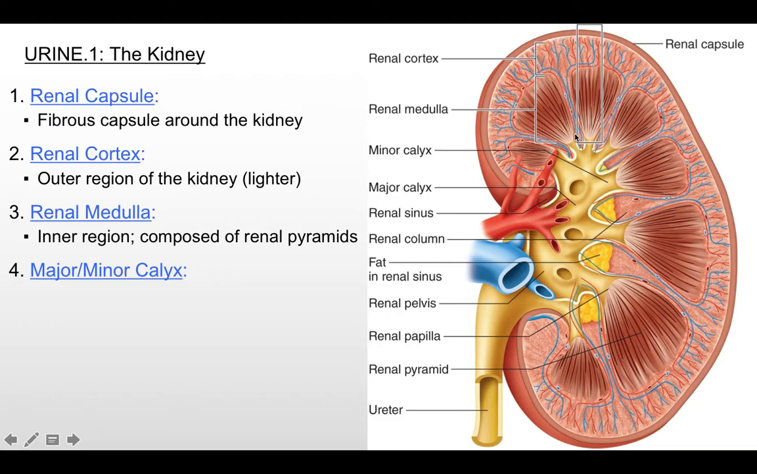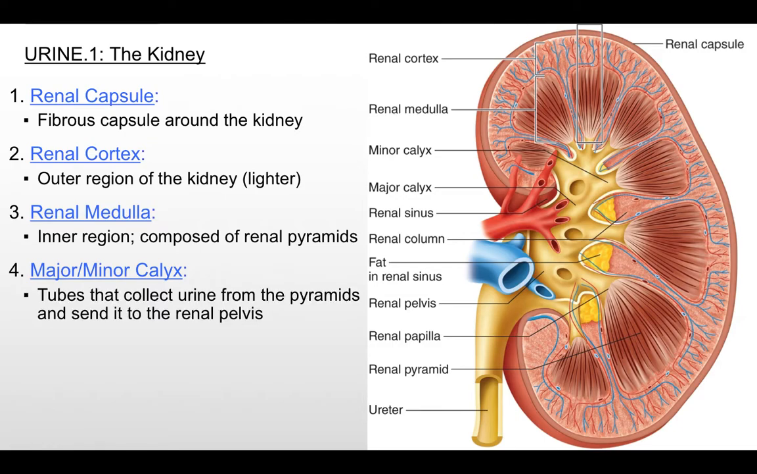Leading from these kidneys and heading down into the ureter are structures called calyces. You have big ones called the major calyx and small ones called the minor calyx. But ultimately, these tubes are collecting the urine that has been formed in these pyramids and will send it to the renal pelvis and eventually into the ureter.